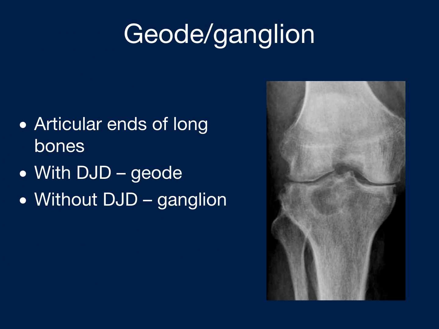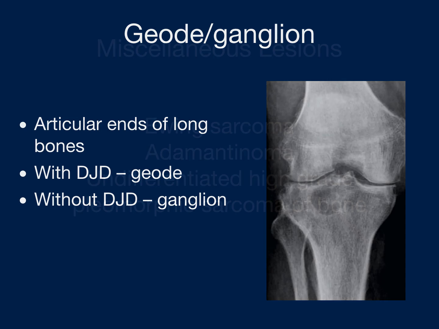Another common lesion that can fool you into thinking it's a tumor, such as a giant cell tumor, is the geode. While it's not in the WHO classification, you're going to see these, so I included it. They're often seen at the articular ends of long bones, and when it's related to osteoarthritis, it's often referred to as a geode, otherwise an intraosseous ganglion.